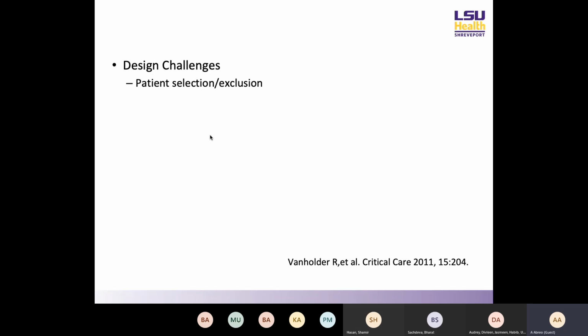There are always going to be design challenges with these types of studies because there's a knee-jerk reaction to avoiding intermittent hemodialysis in those who are critically ill, and also excluding patients who are the most severely ill in these types of trials. So there's always going to be some sort of selection bias and some sort of exclusion bias. But on the whole, these results are pretty consistent, and we'll take a look at the literature.